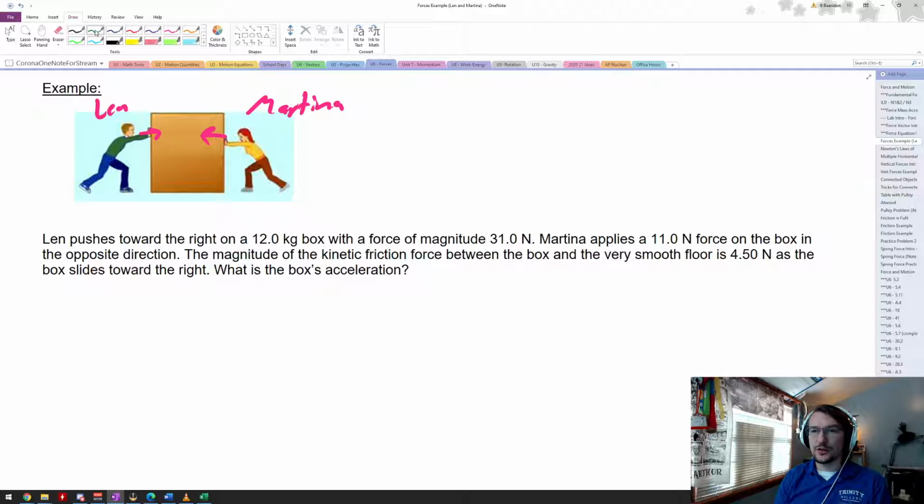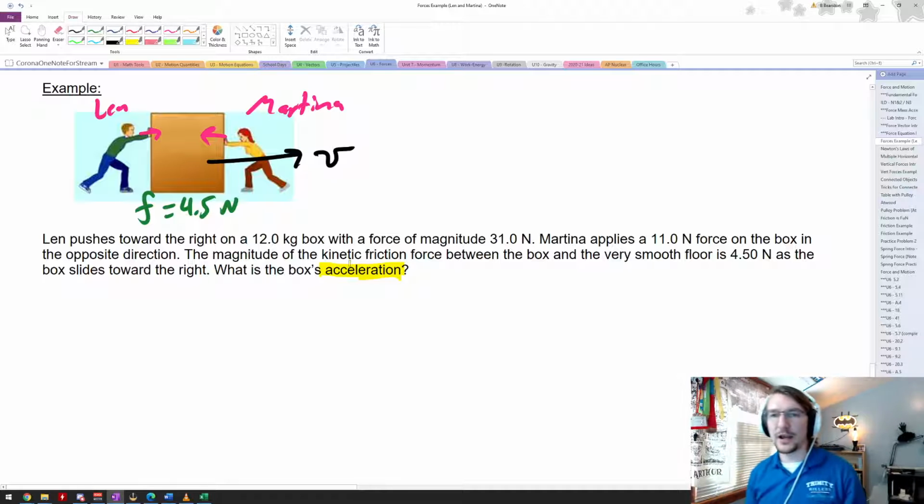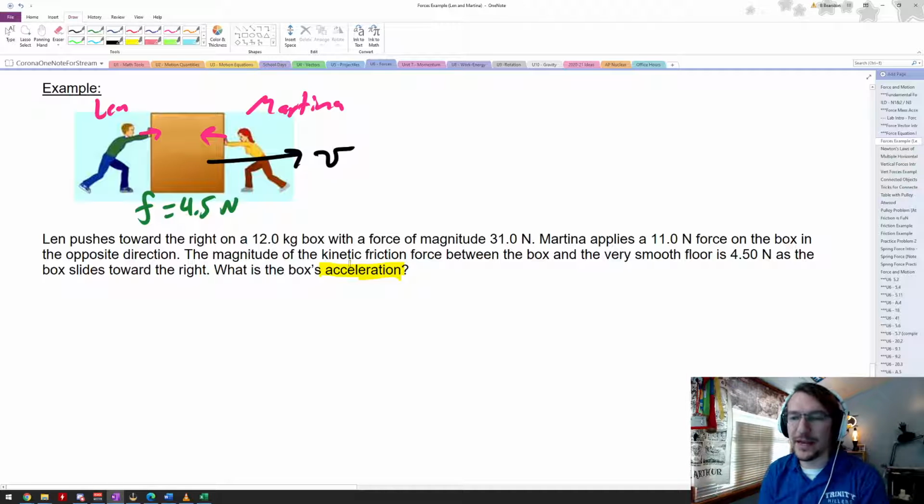So we know that there's some friction on the floor equal to 4.5 newtons as the box is sliding towards the right. The box is moving this way with some velocity. What we want to know is the box's acceleration. This is our first foray into F equals ma and what is actually going on in this problem. While there is a picture drawn for us, let's draw a free body diagram.